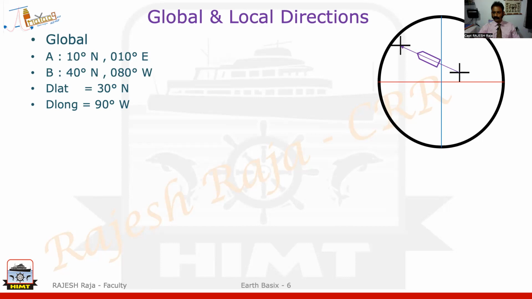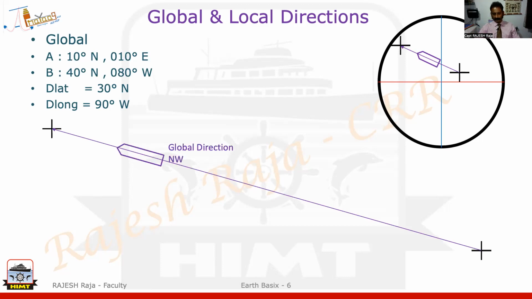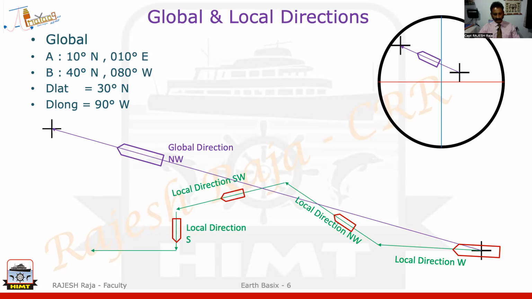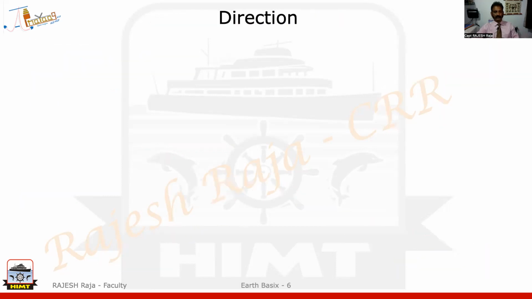But in real life, you cannot do a straight line course from A to B. So I'm again showing you A to B, and this is a global direction. In real life, you will not do it. When you are sailing, you are going to do multiple courses. So I have a local direction westerly, northwesterly, southwesterly, southerly, westerly, and then again northwesterly, and then finally I reach this place. So I'm interested in this local direction, because this is where I'll be changing my course regularly. So let us go for the local directions.